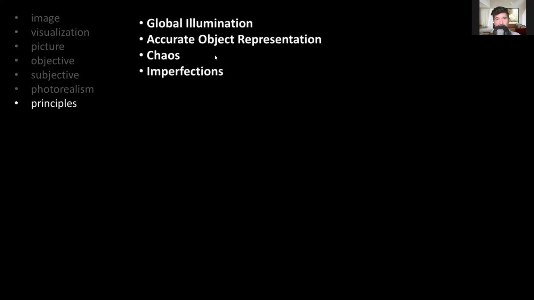So when Brenton said that you can only use global illumination, accurate object representation, chaos, and imperfections, he also introduced subjective parts in his writing, especially when we observe the accurate object representation, which doesn't have an objective definition, but a subjective one when portrayed like this.